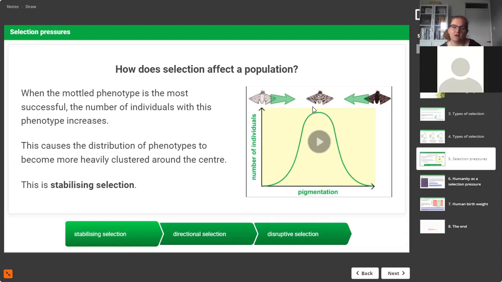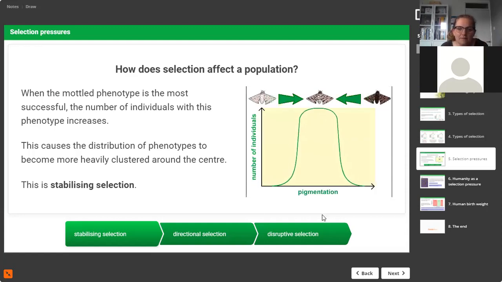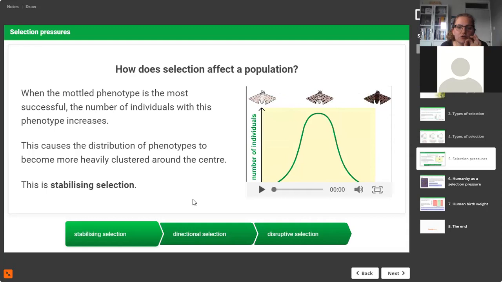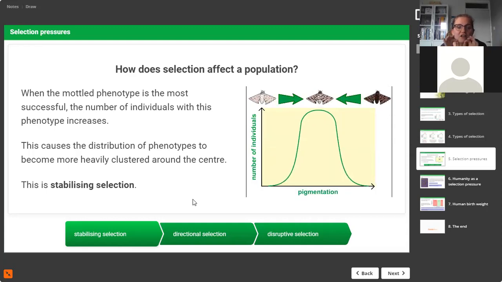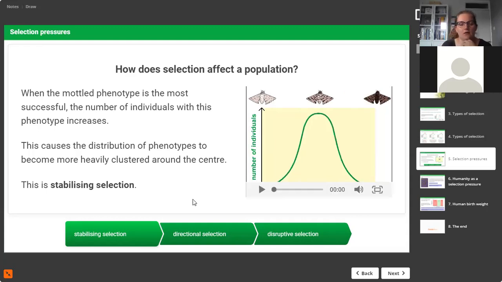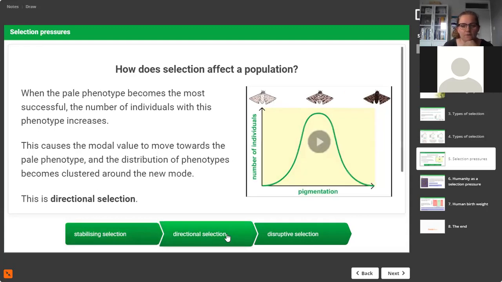So we'll look at this in a bit more detail now. When the mottled phenotype is the most successful, the number of individuals with this phenotype increases. When this happens, this is stabilizing selection. This causes a distribution of the phenotypes to become more heavily clustered around the center. That would have been stabilizing, then we've got directional.